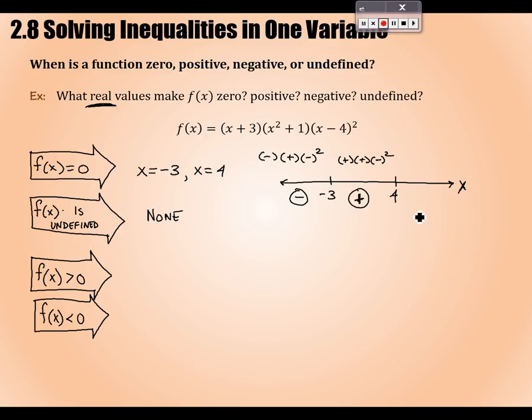And then what about beyond 4? Like if you plug in a million or something. It'll be positive, positive, and then positive squared. Yeah, you'll get something positive. How do you like that?